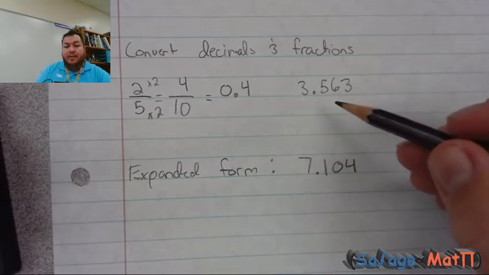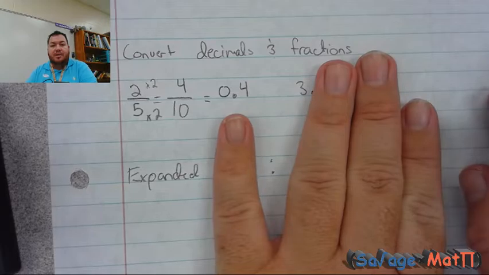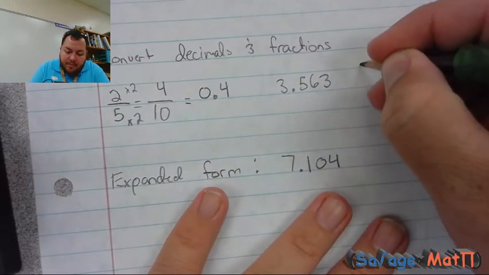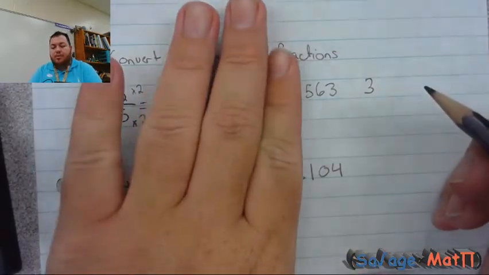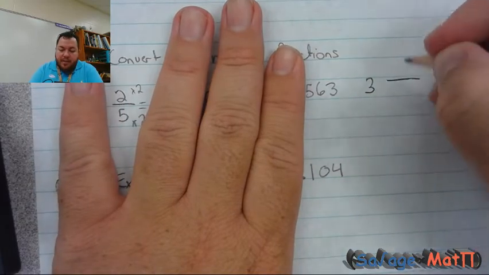The next decimal I'm going to turn into a fraction is 3 and 563 thousandths. First thing I want to do is look at what's to the left side of the decimal. What's my whole number? My whole number is 3. So I know I'm going to have a mixed number. So 3. And then what's to the right of the decimal? 563. That is going to become my numerator.